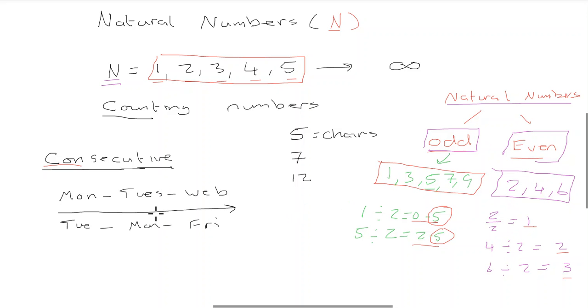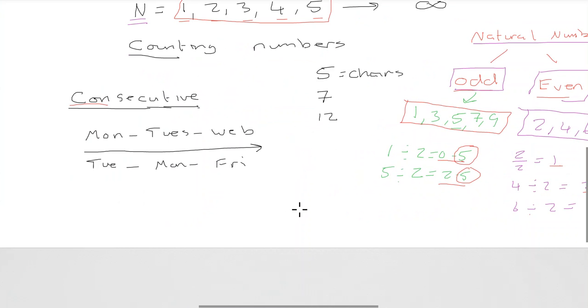Now a really good way to represent natural numbers is this thing that we call a number line. So let's have a look.